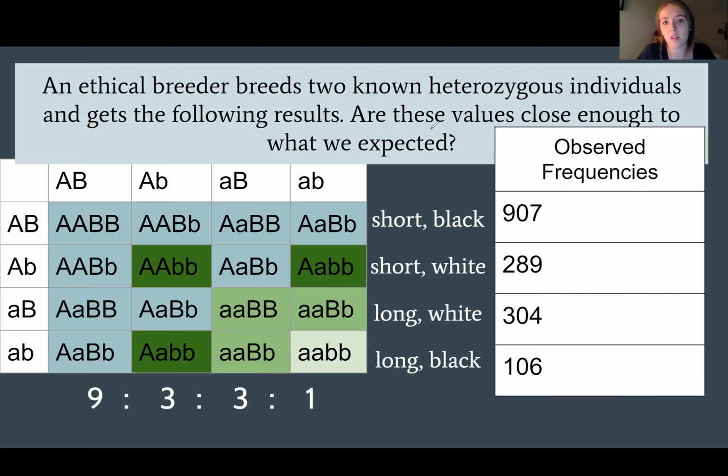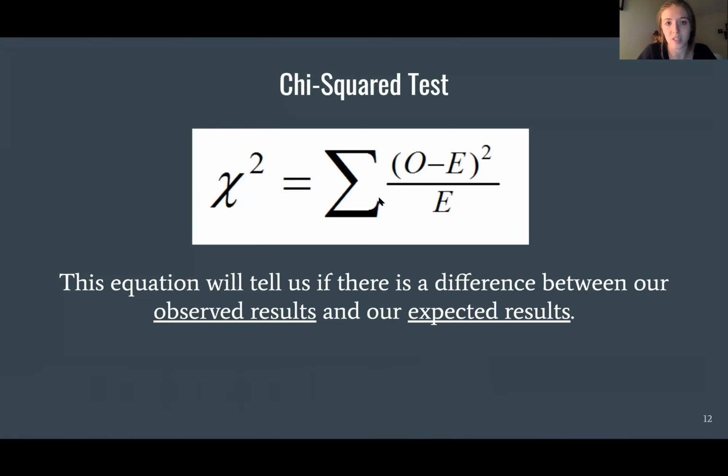So this is where the chi-squared value comes in. This is how we do the chi-squared test. Don't get intimidated by the equation. It's actually really easy to use, okay? This equation is going to tell us if there is a difference between our observed and our expected results. So let's crack into it.